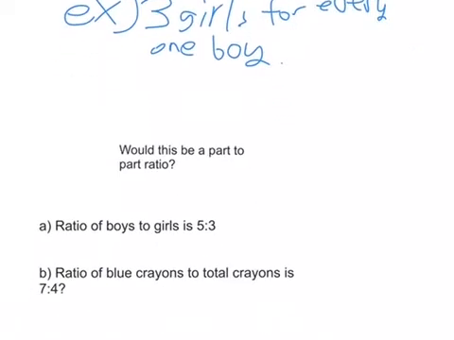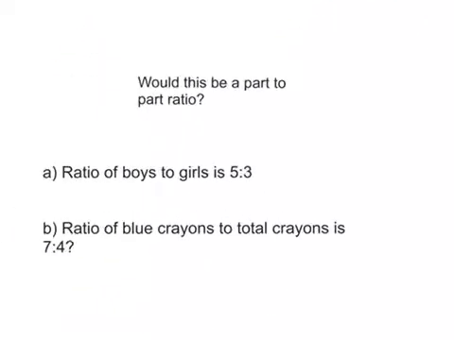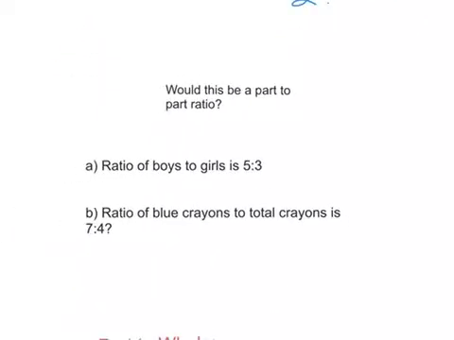So now let's try to find an example problem. Would this be a part-to-part ratio? The ratio of boys to girls is 5 to 3. Since they're comparing boys to girls, which is part to part, since it's humans to humans, this will be a part-to-part ratio.